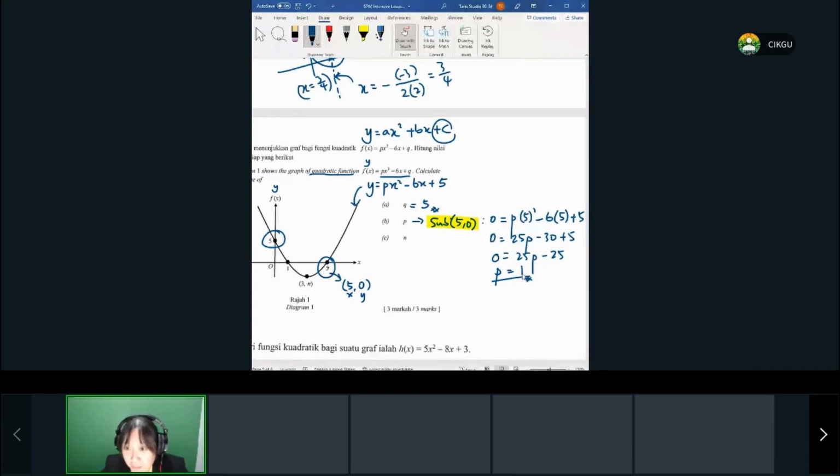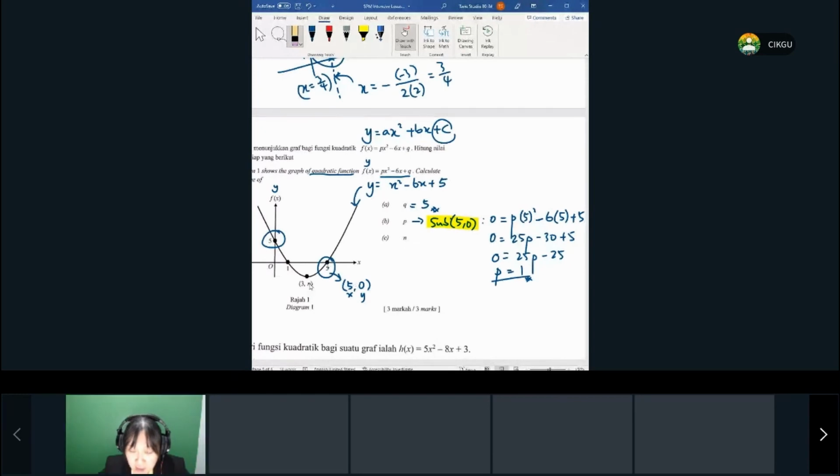I put this back into here. So if that's the case, my p value here is 1. 1x squared, no biggie, you just write x squared. Okay, done. So we get a complete equation already. Now next one, n.